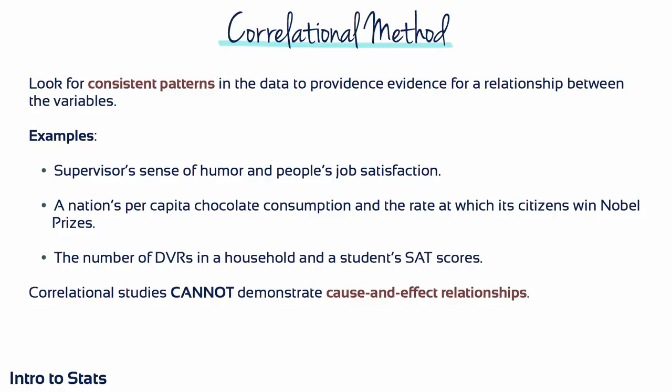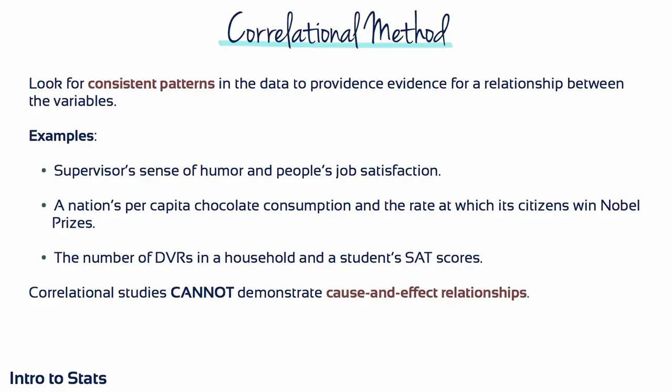How about the number of DVRs in a household and a student's SAT scores? Does owning more DVRs cause you to have a better score? Or is something else, a third factor, something related to the other 2, the cause?